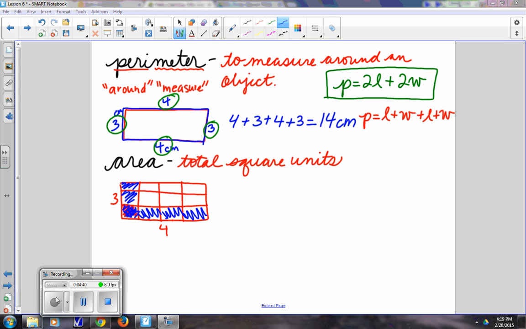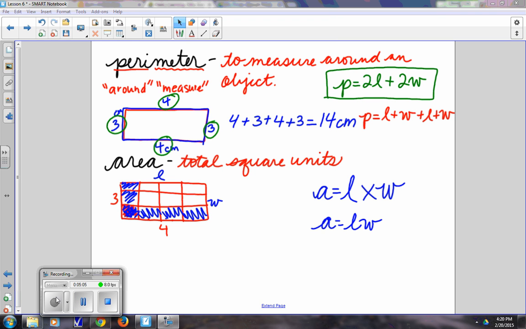So the formula here is you've got your length still, and you have your width still. But area, or A, equals length times width. And if we're being algebraic, LW. All right?